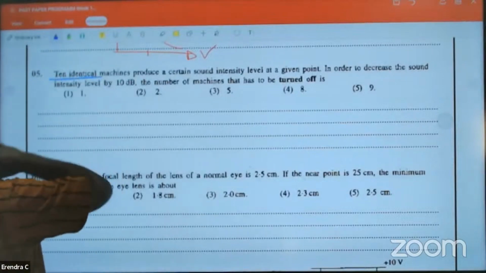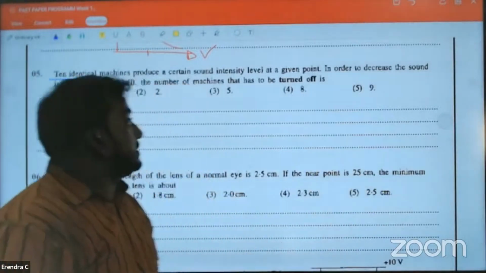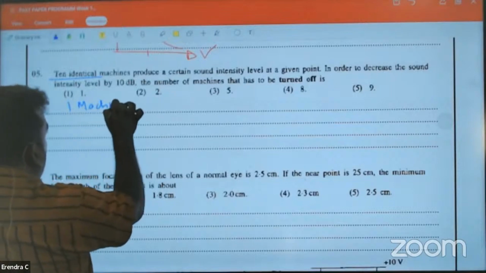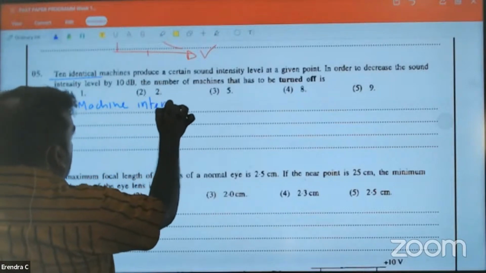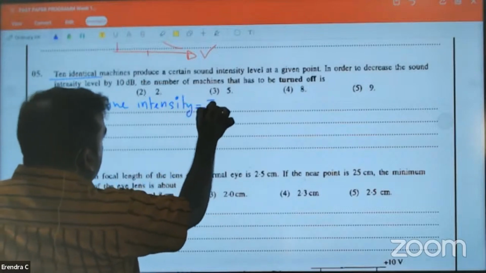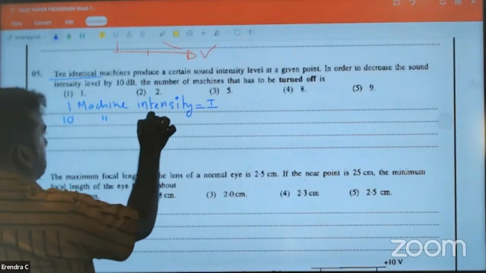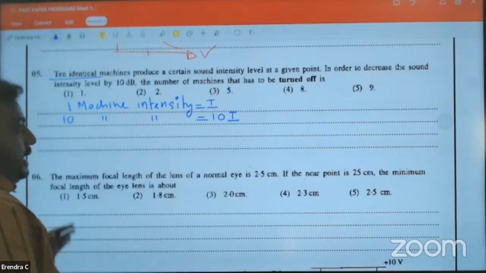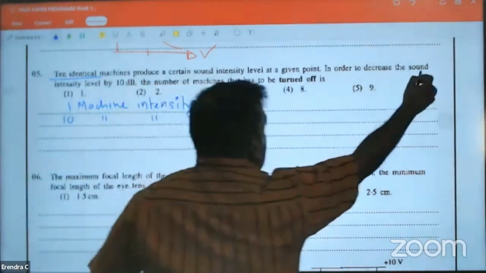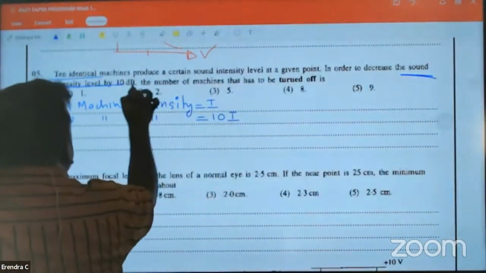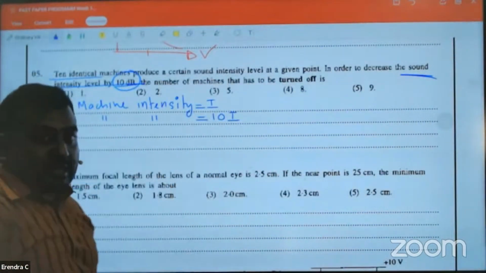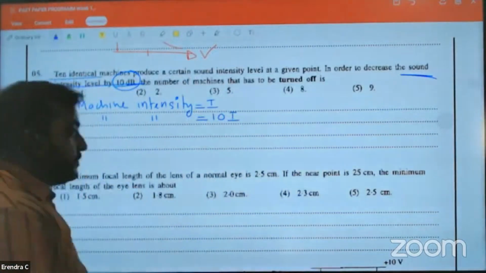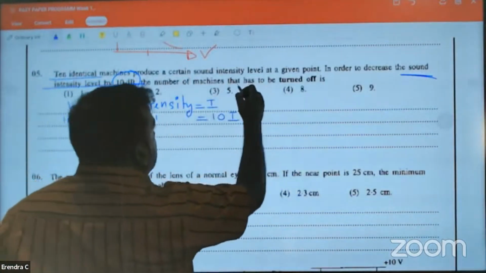10 identical machines. That means, let's say, one machine's intensity is I. 10 machines, 10 I. In order to decrease the sound intensity level by 10 decibel. Sound intensity level means beta. Number of machines that should be turned off.